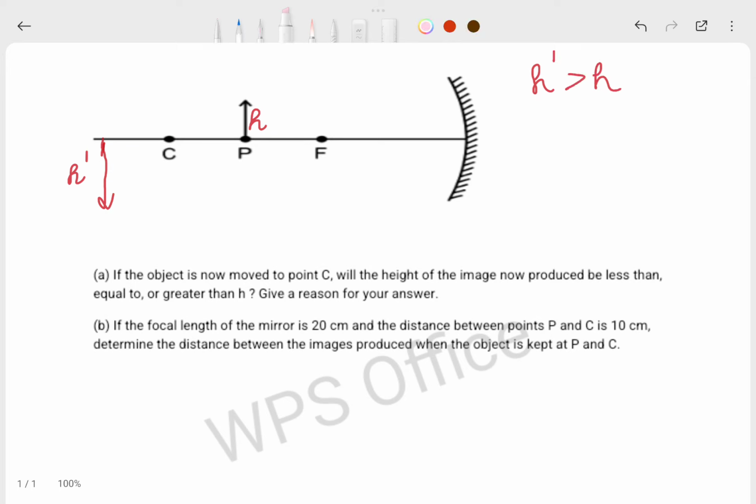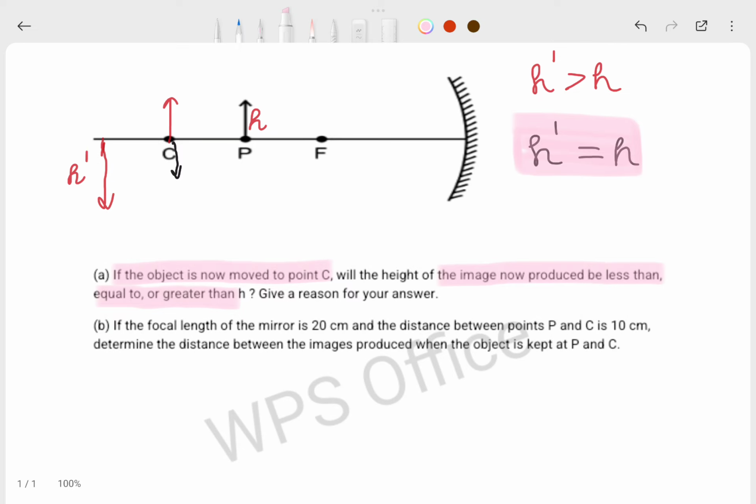But now in the question it is said that the object is moved to point C from point P. Therefore, the image of the object at C will be formed at the point C itself, and in this case the height of the image will be equal to the height of the object. Now, what is the question asking? Will the height of the image now produced be less than, equal to, or greater than h? In this case, the height of the image will be equal to the height of the object. Is it clear?